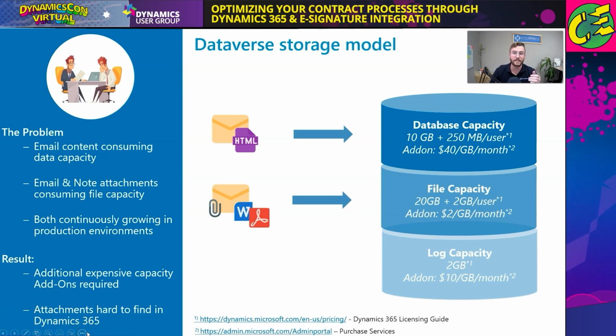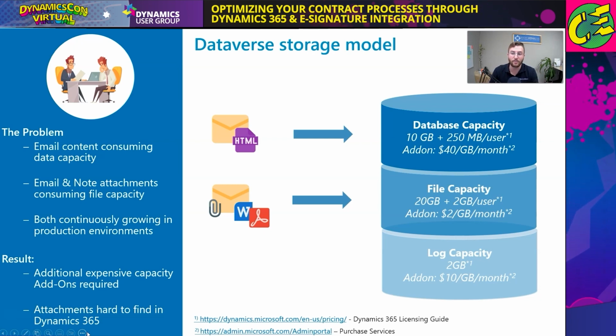On the database capacity side, we are focusing on email content, which is going to reside under your activity pointer base. And what we do is we extract that rich email content from Dynamics to an Azure Blob Storage location, and then stream it back as soon as that email is viewed or opened. So there will be no change in the end user experience.